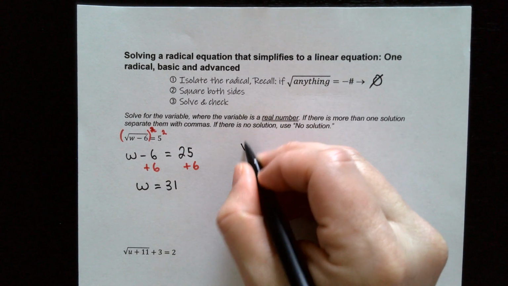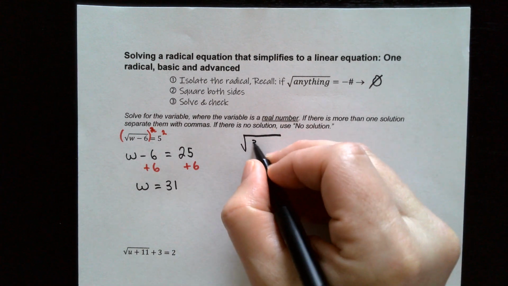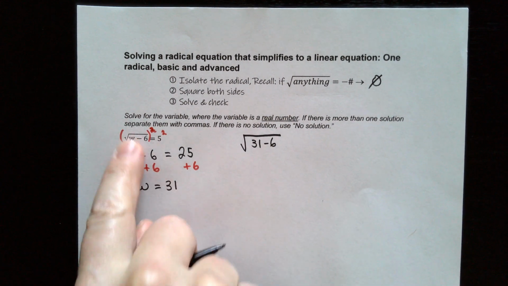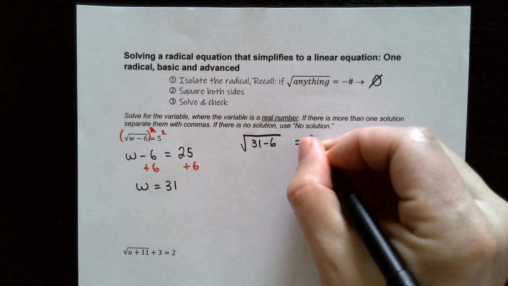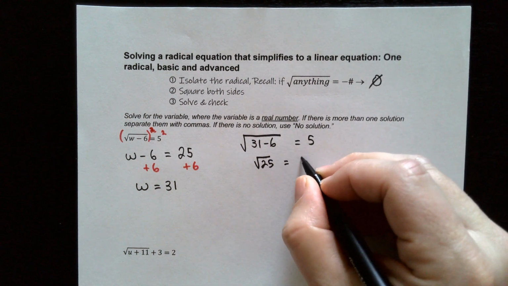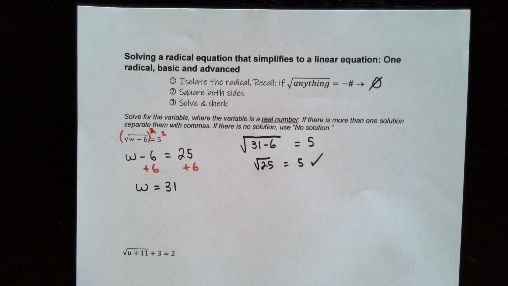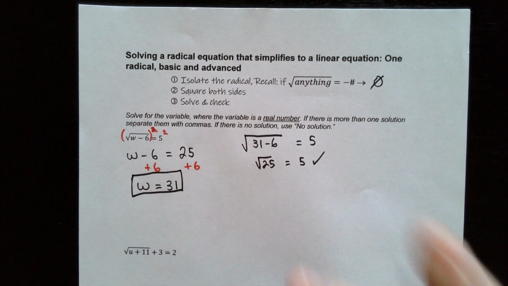What I want to do is see if this is true. So the square root of 31 minus 6, that's what we found, replacing it with w, the square root of 31 minus 6 equal 5. Let's find out. 31 minus 6 is 25, and the square root of 25 is 5. So that one checks out and we're good. Okay, so our answer is w is equal to 31.